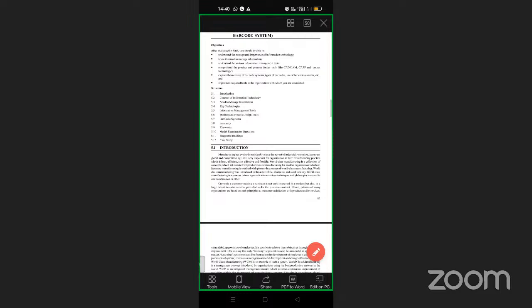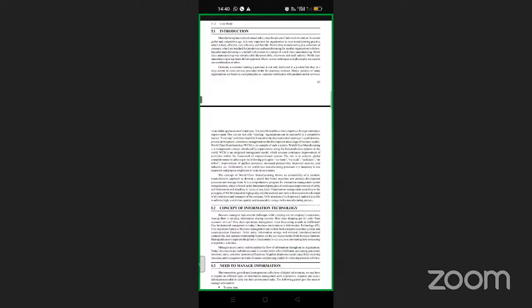So is this possible through world class manufacturing? Yes, it is a collection of various concepts which set a standard for production and manufacturing for any organization to follow. Now, under that, the first thing we are talking about is information technology, so let us understand the concept of information technology.